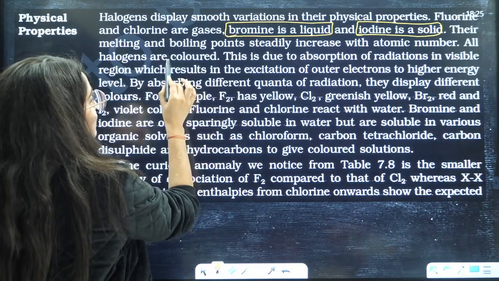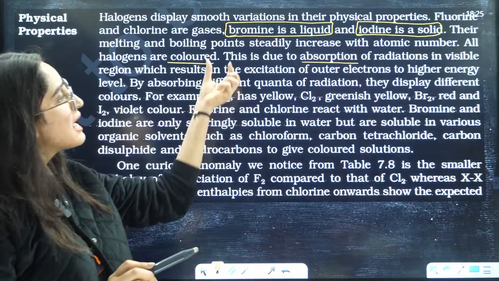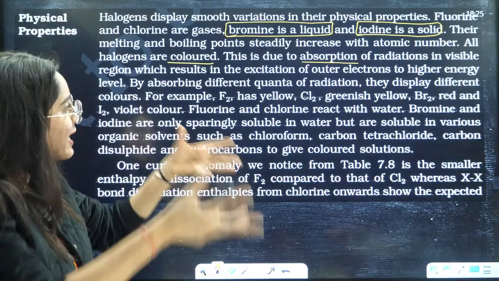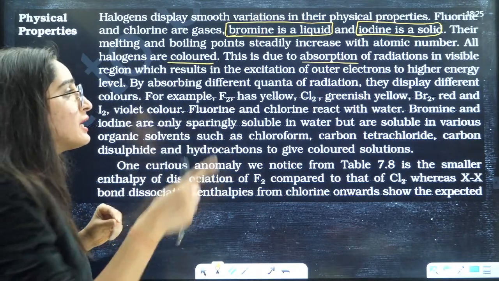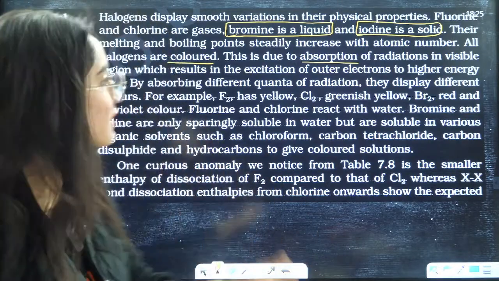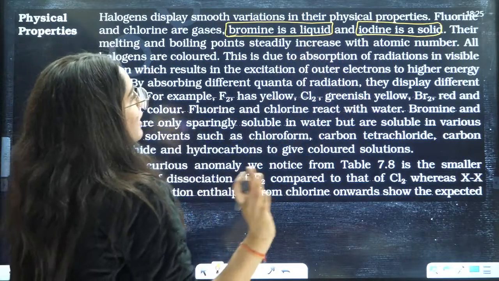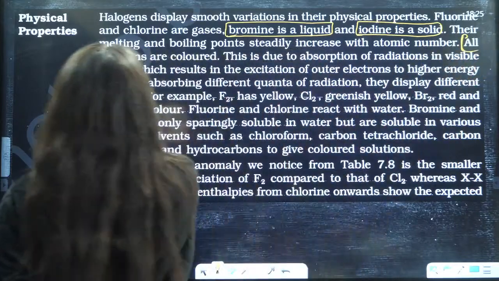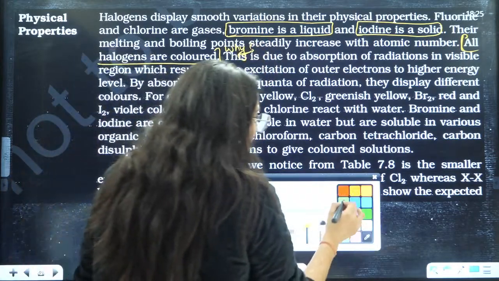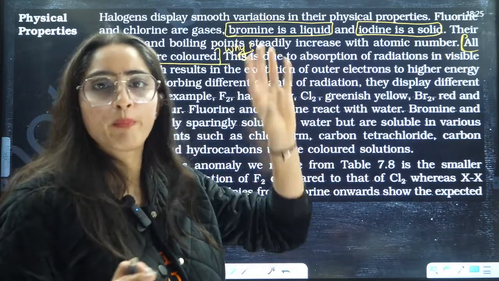All halogens are colored. This is due to absorption of radiation in the visible region, which results in excitation of outer electrons to higher energy level. By absorbing different quanta of energy, they display different colors. So basically they are saying why halogens are colored in nature. This can be asked in an assertion reasoning question: all halogens are colored, why? The reason is this one. Usually in assertion reasoning, they pick the exact lines of NCERT. They will just copy paste that thing.